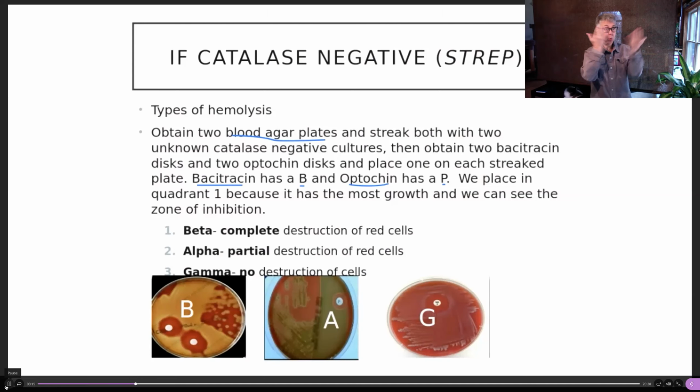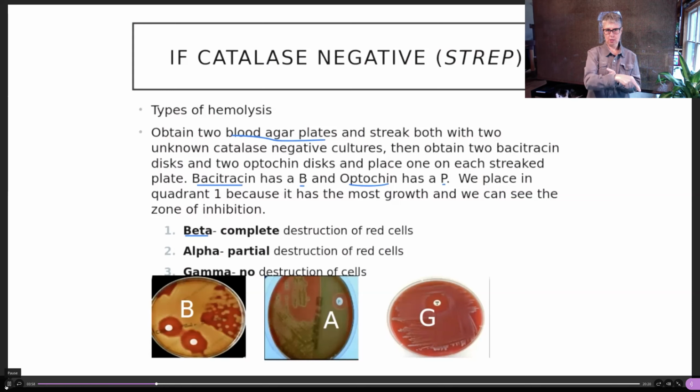So the different types of hemolysis that we would need to identify is number 1, beta, and beta hemolysis is complete hemolysis, so that's going to be complete destruction of those red blood cells. And if you look at the plate that has the B on it, it almost looks transparent. So the blood agar plates are very opaque. If you held them up to the light, you would not be able to see through them. But if an organism is plated that exhibits beta hemolysis, if you held it up to the light, it would look very yellow and transparent, so you could actually see right through it.